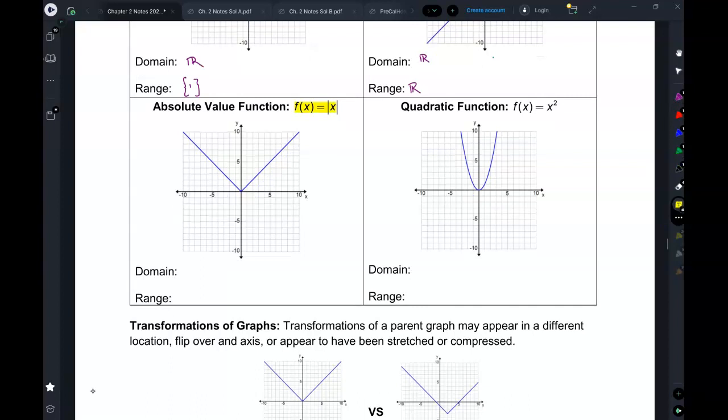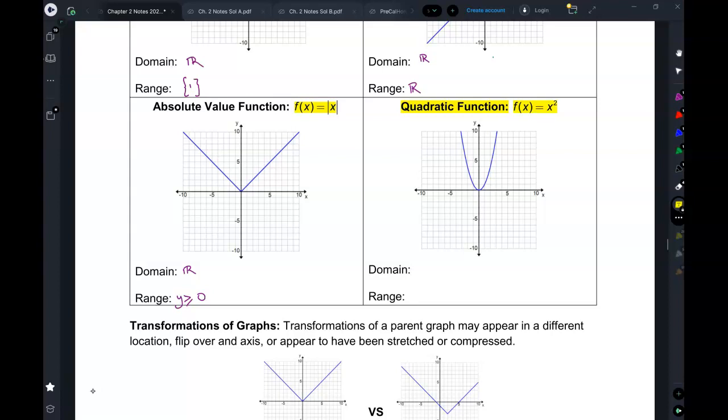This is how the parent function looks. An absolute value function always has a corner like this. Okay? So the domain is always going to be all real numbers, and the range is always going to be y is either greater than a number or y is less than a number. So in this case, it's y is greater than or equal to what? 0. Okay.